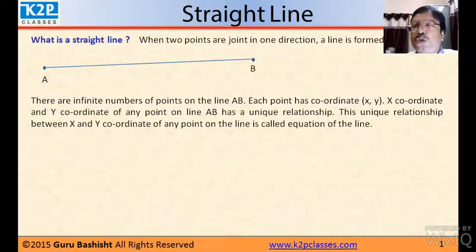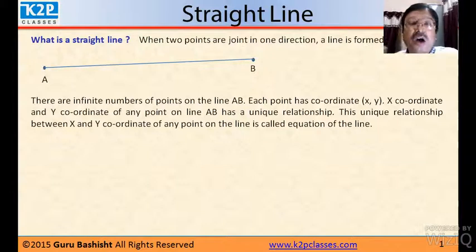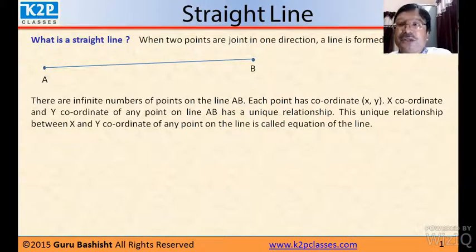Each point has coordinate x, y. The x coordinate and y coordinate of any point on line AB have a unique relationship. This unique relationship between the x and y coordinate of any point on the line is called the equation of the line.